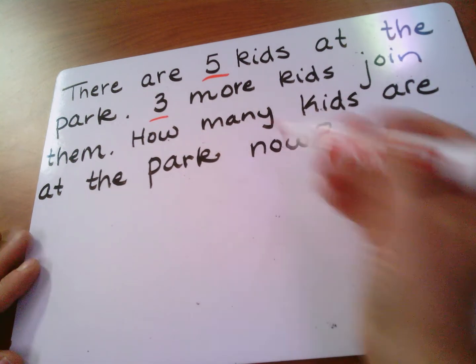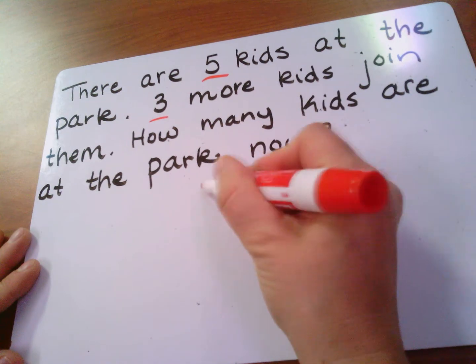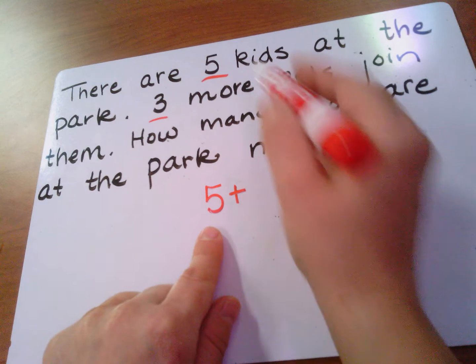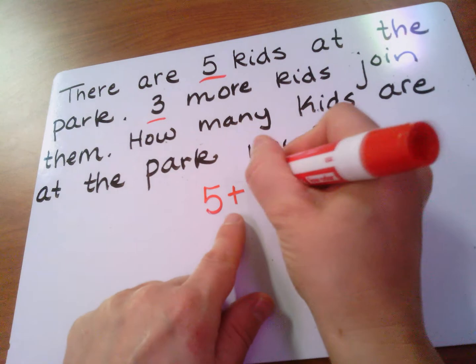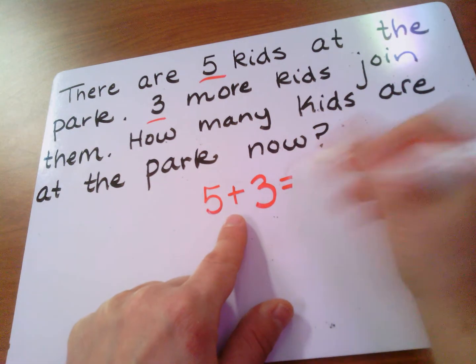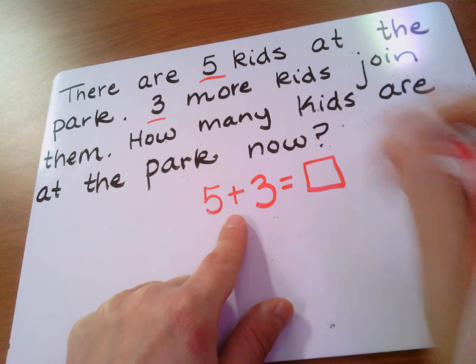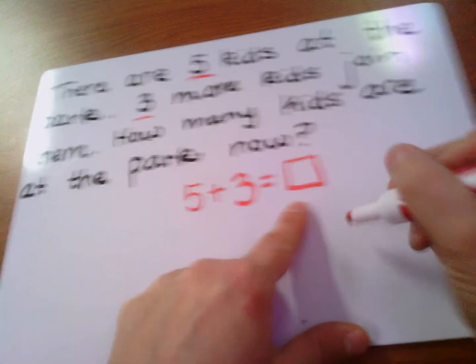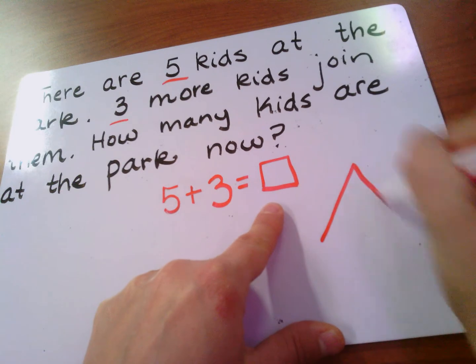So today I want you to first write your equation. So 5 represents the 5 kids that were there originally plus the 3 that joined them equals box. We're solving for the total on this one. And then I'm going to also put it into a math mountain.